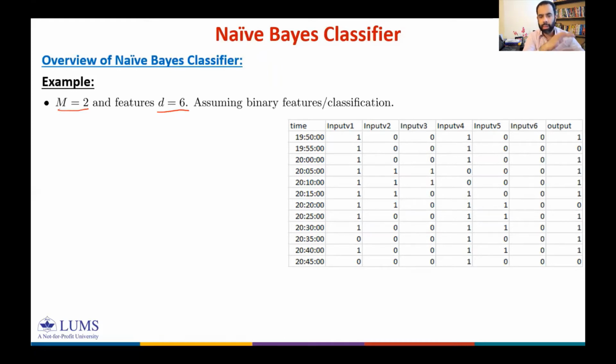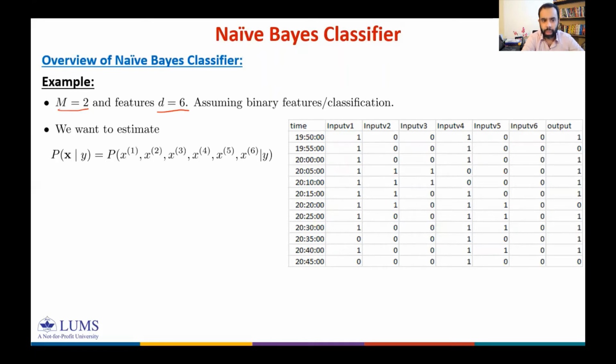You have 6 sensors on a machine, and you're getting data from those sensors every 5 minutes. So getting it at 7:50, 7:55 p.m. and 8 p.m. and so on and so forth. Right. So given this data, we want to estimate probability of x given y, the likelihood function. This is equivalent to, given y, we want to estimate this joint probability.